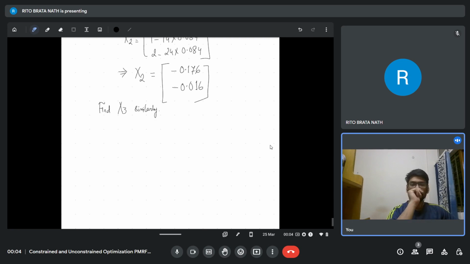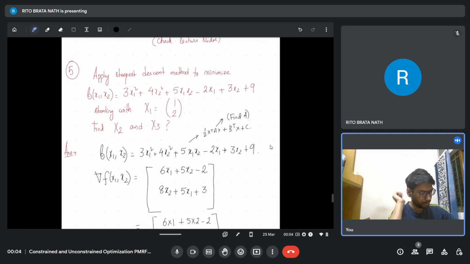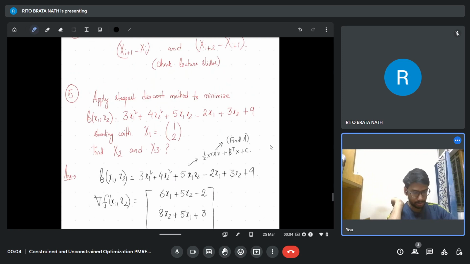Yeah, so not going into the details of doing another iteration of it, but I think you'll be able to do it. So that's the idea behind the fifth problem that's given in the assignment. The sixth problem is similar. Apply steepest descent method to minimize this function, starting with this, and the steepest descent direction is S, and you have to find out those directions, okay?